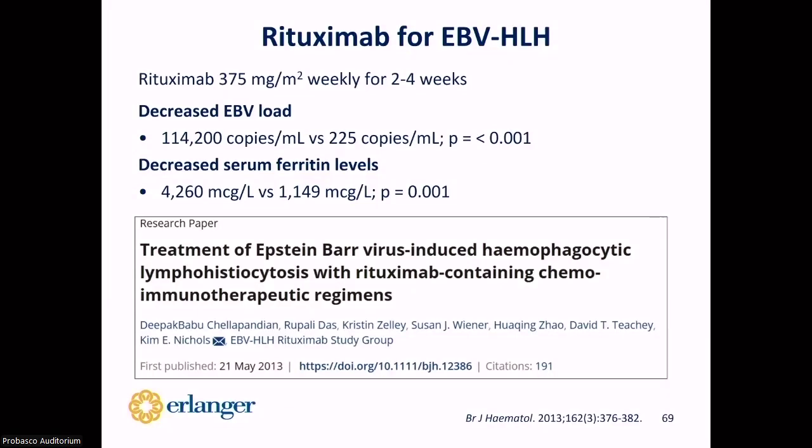Most patients received an average of 3 infusions, and what I'm showing you here is the pre-treatment and post-treatment differences. So they saw a decreased Epstein-Barr virus load. You can see pre-treatment, it was 114,000 copies, but after treatment, it went down all the way to 225 copies. That was statistically significant. Same thing with our ferritin levels. We saw a statistically significant decrease in those as well. All patients did, however, receive concomitant etoposide and dexamethasone. A lot of them, 62%, also received antiviral therapy, and 48% underwent stem cell transplant.